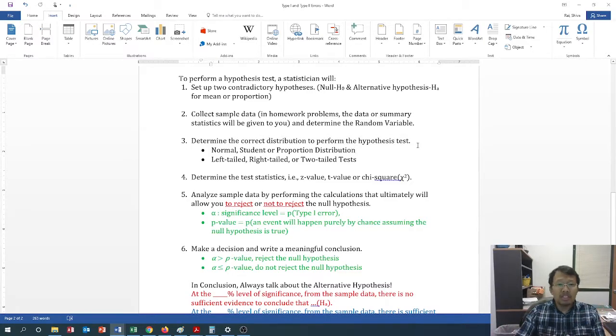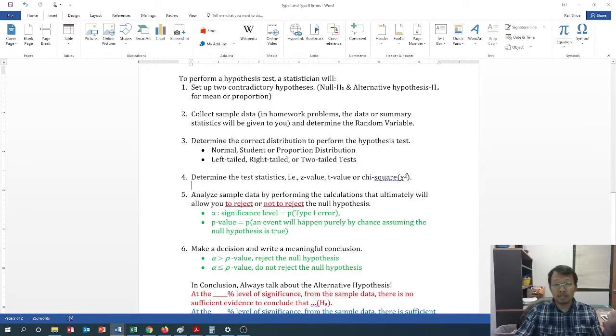Usually in chi-square distribution, the graph is right-tailed, so we would go for a one-tailed, right-tailed test. After that, we need to determine the test statistic. If it were the normal distribution, we would go for the z value. For the Student distribution, we would go for the t value. If it were a proportion distribution, again we would go for the z value, if the underlying distribution is normal. And here for chi-square distribution, we will go for this chi-square.